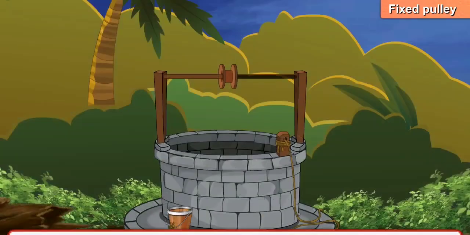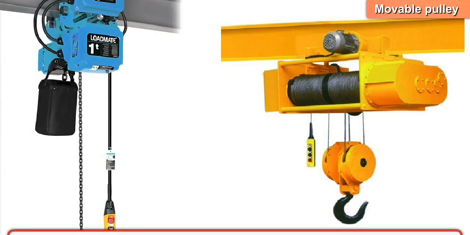Fixed pulley. In a fixed pulley, the axle is fixed to a support. It is used for drawing water from a well and raising a flag to the top of a flagpole. Movable pulley. Movable pulley is used in combination with a fixed pulley. It is used to lift heavy loads.